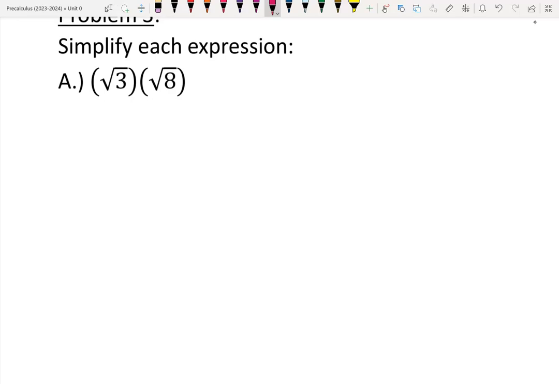So we have 3 times 8, or square root of 3 times square root of 8. So I can actually write that as square root of 3 times 8, which would be the square root of 24. Now I want to simplify that. So I'm going to break it back up to 8 times 3. I can do 6 times 4, 12 times 2, it doesn't really matter. You'll get the same thing in the end.